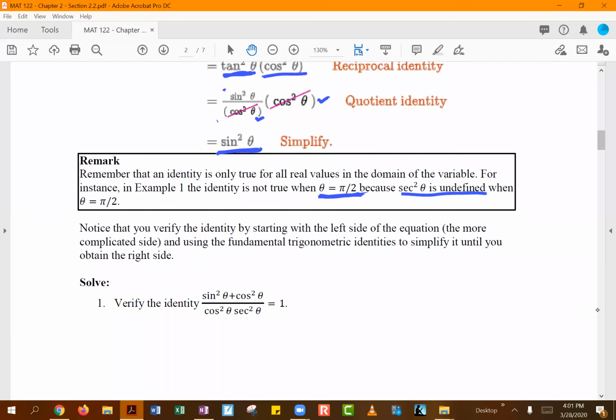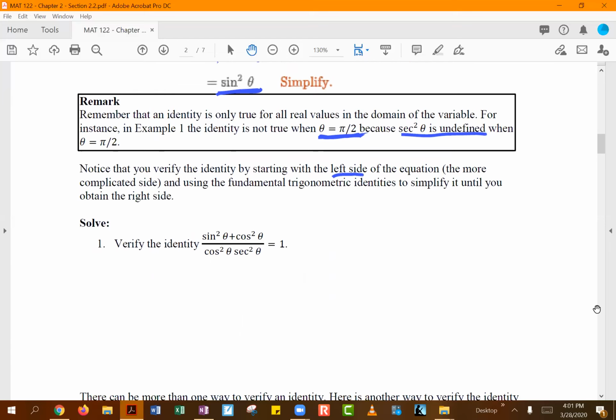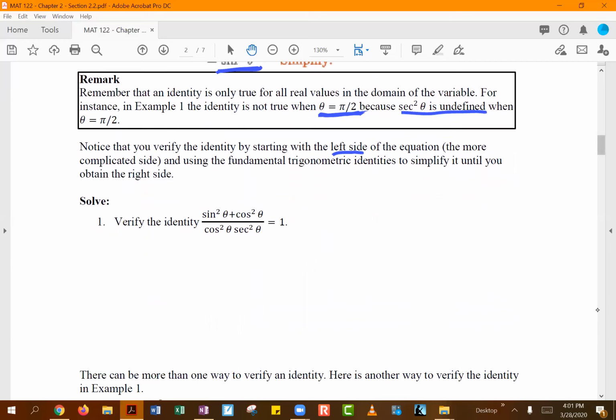Okay, and then just another note here. Notice that you verify the identity by starting with the left side of the equation, which was the more complicated side, and using fundamental trigonometric identities to simplify it, we came up with the right-hand side. We're going to use that same kind of technique in our example here, example 1. So we are given sine squared of theta plus cosine squared of theta, the entire thing divided by cosine squared theta secant squared theta, and we have to show that this will equal 1. So let's take a look at how we can go about verifying this.